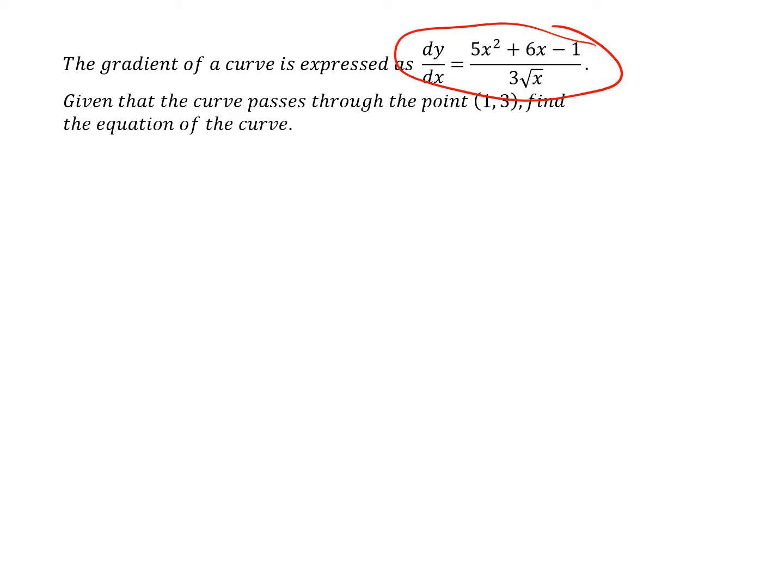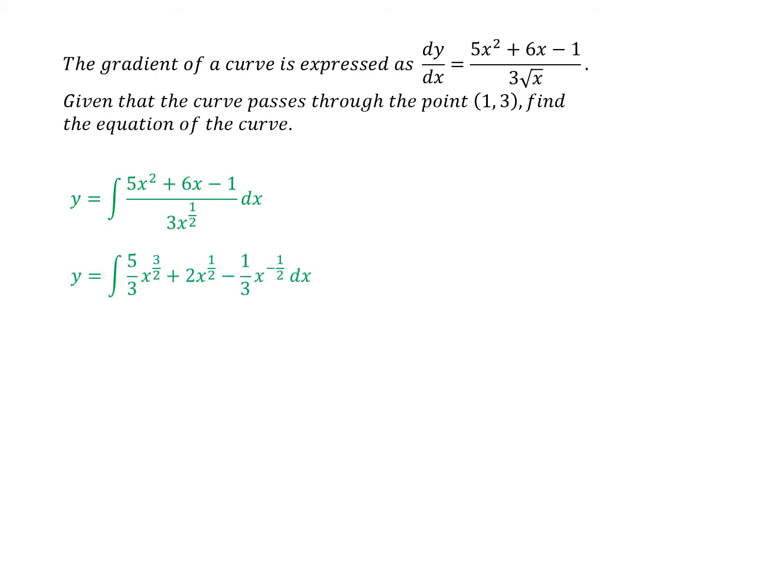The first step I'm going to take is to change the square root of x into x to the power of a half. Having done that, I can then break this expression down into three separate parts. The 5x squared, and that would be divided by 3x to the half, and then separately the 6x divided by 3x to the half, and then the minus 1 divided by 3x to the half. So this is the result.